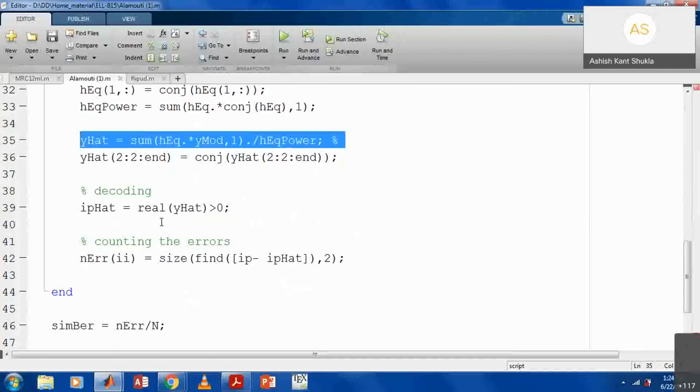So you know about the hard decoding, that you have to find the real part of y hat greater than 0, and so we are just doing that. IP hat is just finding out the real part of your y hat, which is greater than or less than 0, and depending on if it is greater than 0, then we take it as a correct answer. If you are transmitting 1, then we need it to be greater than 0, and if we are transmitting -1, we need it as a -1.